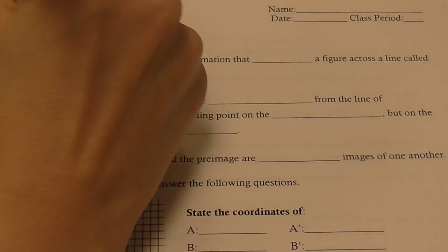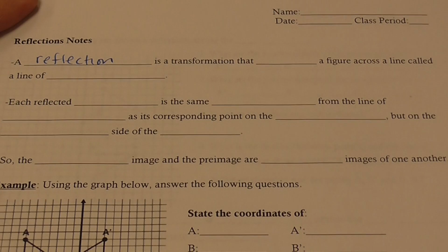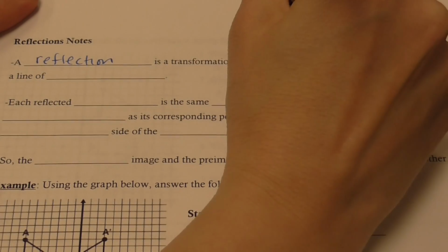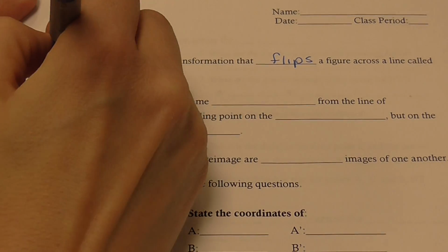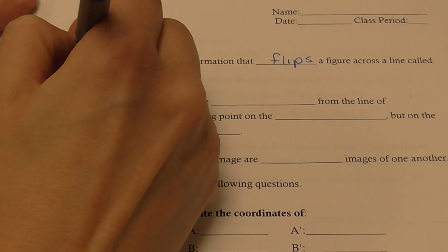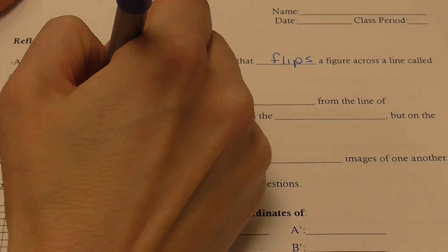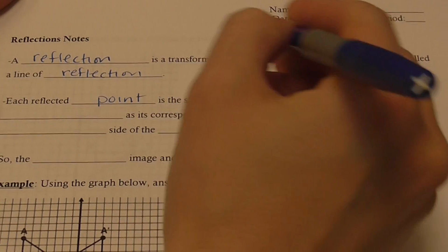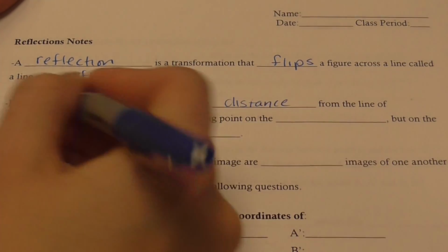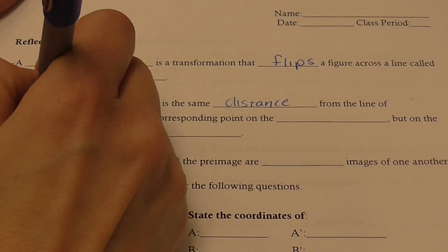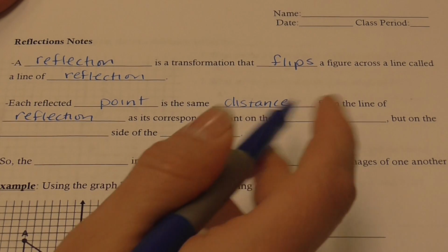So a reflection is a transformation that flips a figure across a line of reflection. So we have a line of reflection that splits things up. Okay? Each reflected point is the same distance from the line of reflection as is the corresponding point on the pre-image.